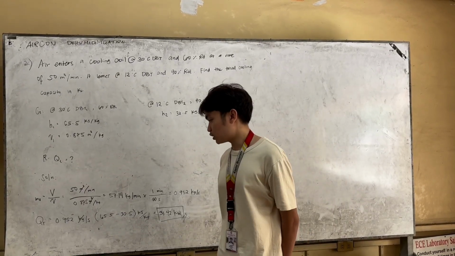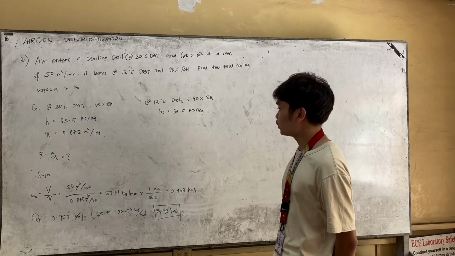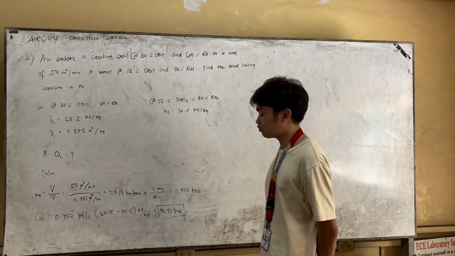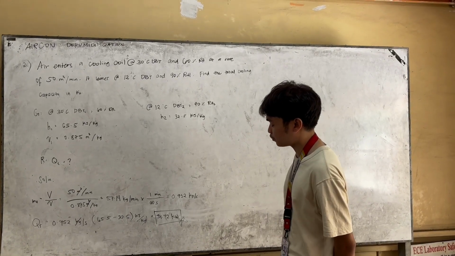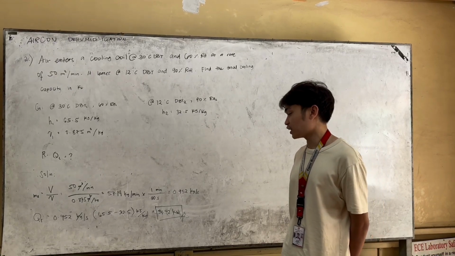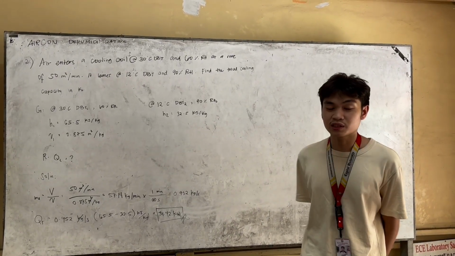Next, the QT, which is using mass flow rate times H1 minus H2. So plugging in the values, we have 0.952 kilograms per second times 65.5 minus 32.5 kilojoules per kilogram. The kilogram cancels, so we are left with kilojoules per second or kilowatts. Then we have the value of 31.42 kilowatts. That is all.